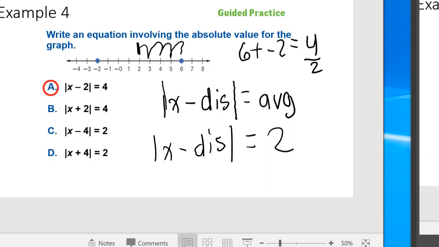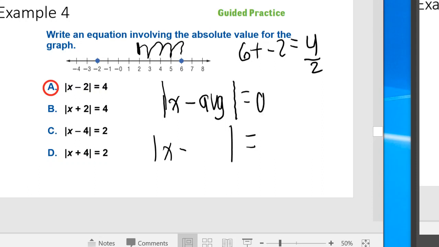Guys, I'm sorry, I made a huge mistake. The formula is not x minus distance equals average. It's x minus average equals distance. I apologize about that. Wasn't thinking for a second. So let's rewrite this: x minus average equals distance. Let's go over this one more time because I made a huge mistake.